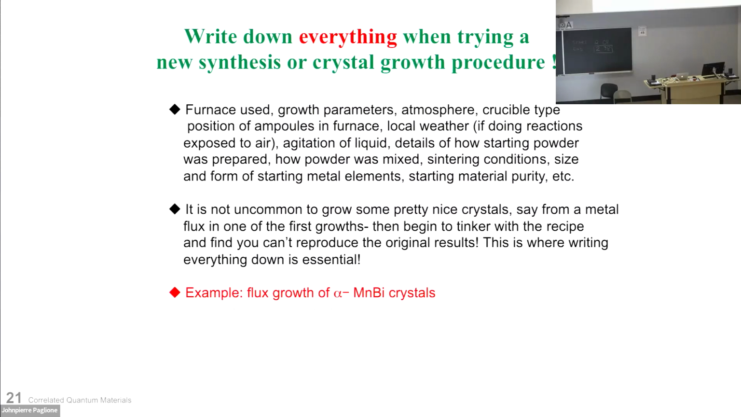This is a surprisingly simple but important thing to remember. When you're growing a crystal, particularly for the first few times, it's really important to write down everything you can think of that might be wrong. For example, the furnace that you use, the growth parameters, the atmosphere, the crucible types, the weather in some cases can make a difference.